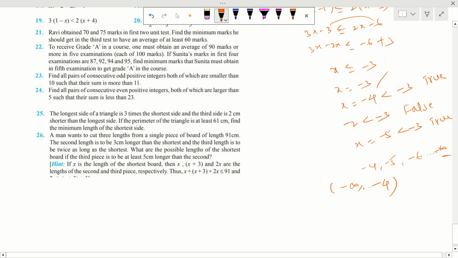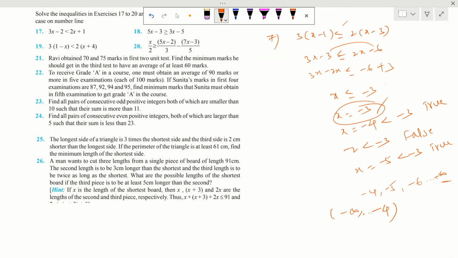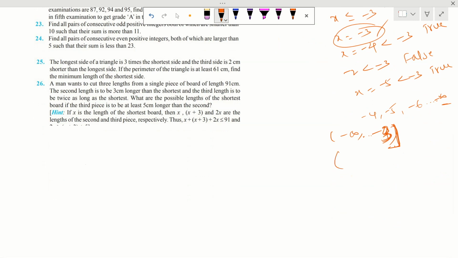Okay, so the equal form is given, x equal to minus 3 is given. Therefore, we can write here minus 3. And here the equal condition is given, so we have to use a closed interval. The solution set of this equation is, here minus infinity, and here minus 3 is given, so here an open interval and here a closed interval is the solution set of this equation.